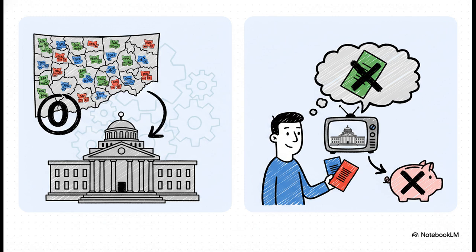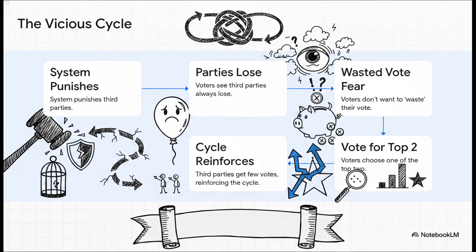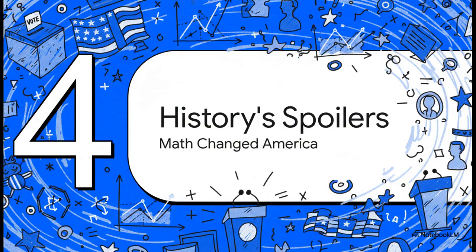We, the voters, see this happen. We know that voting for a third party is basically a lost cause, so we make a rational choice not to waste our votes. And this creates this vicious cycle that you can see right here. The system punishes third parties, which makes us see that they always lose. Because we don't want to waste our vote, we end up picking one of the top 2 candidates. And the result? The third party gets very few votes, which just reinforces the idea that they were never a real choice to begin with. It's a self-fulfilling prophecy.